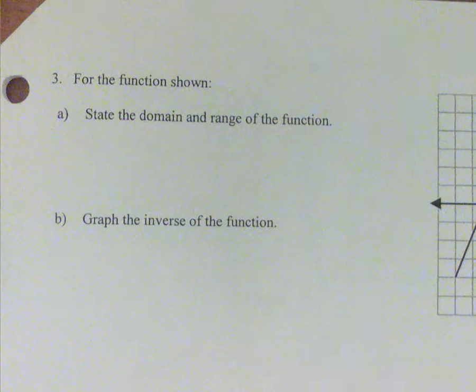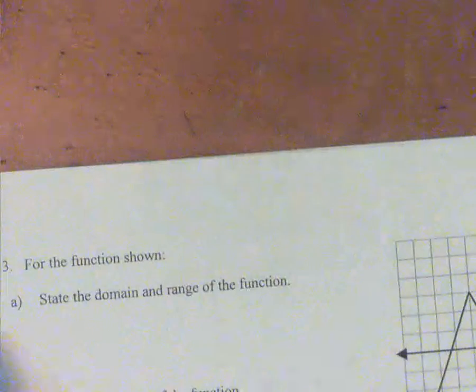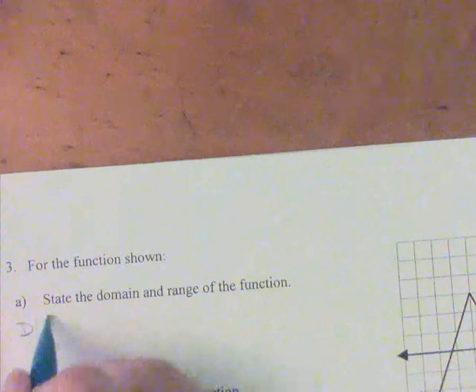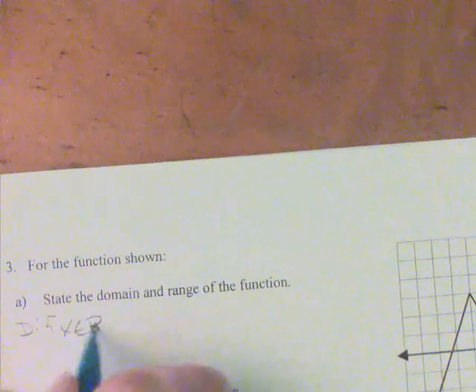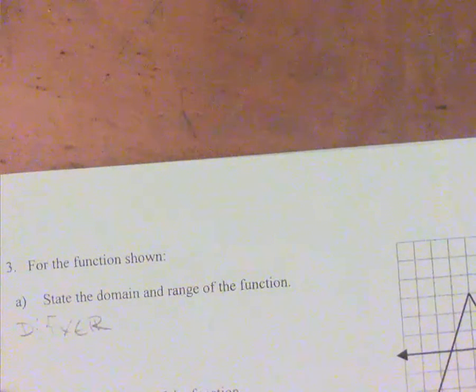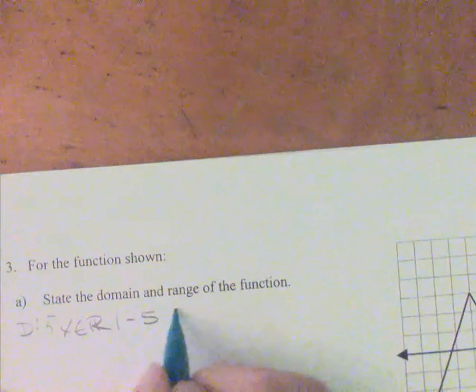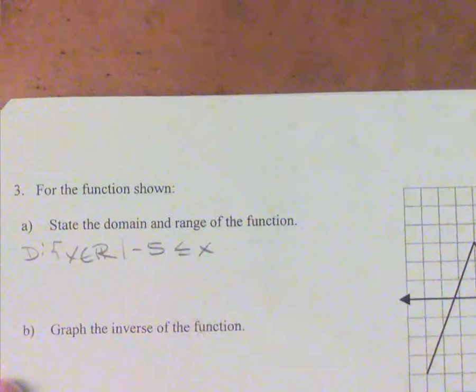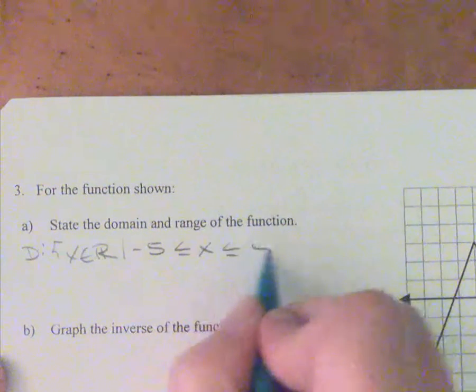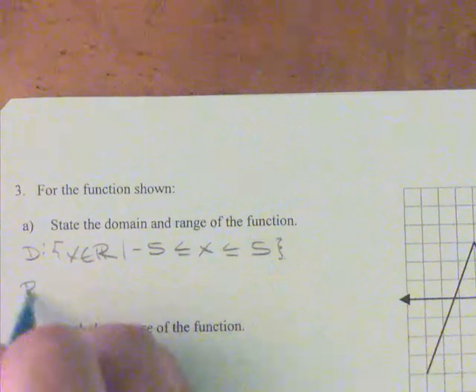Okay, so they want me to state the domain and range of the function here. If I look, the domain will be x is an element of the reals, and it goes from 1, 2, 3, 4, 5, so minus 5. It includes it, so there's an equal sign underneath. And it goes to 1, 2, 3, 4, 5 in the other direction, and again there's an equal sign because it includes it.